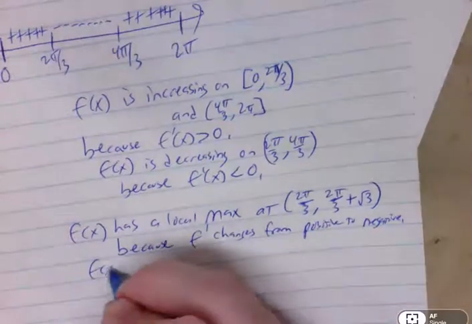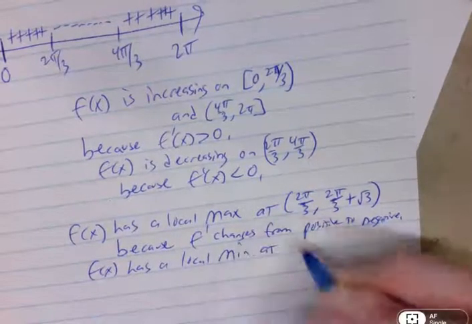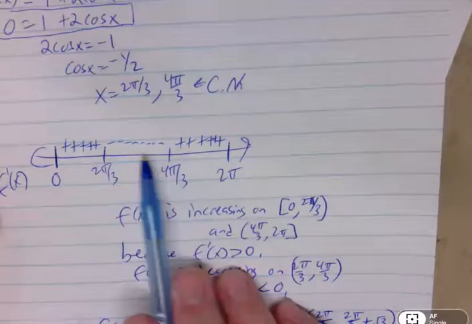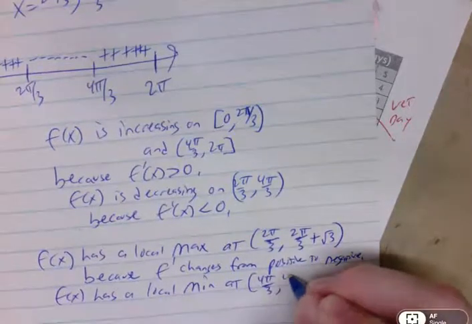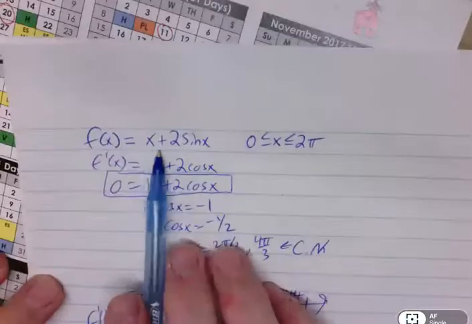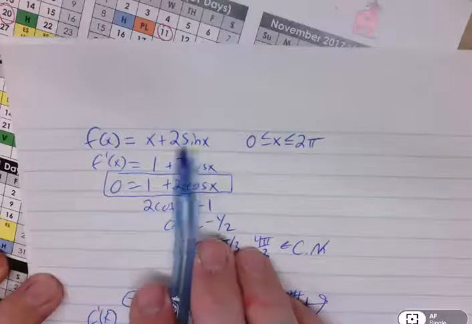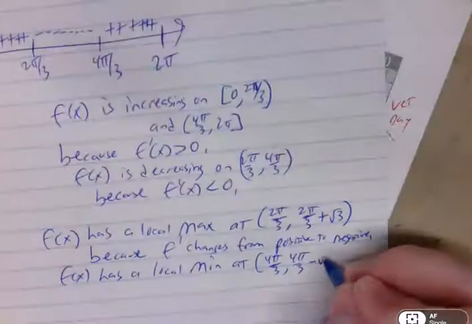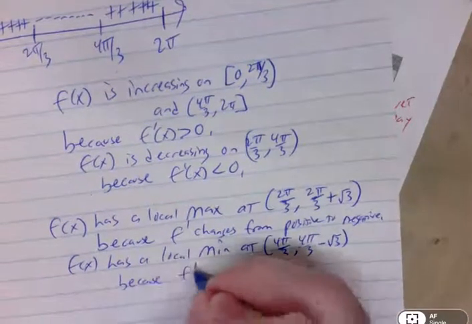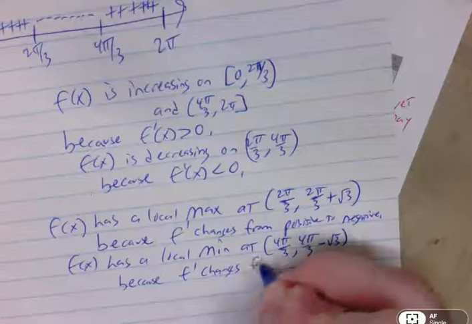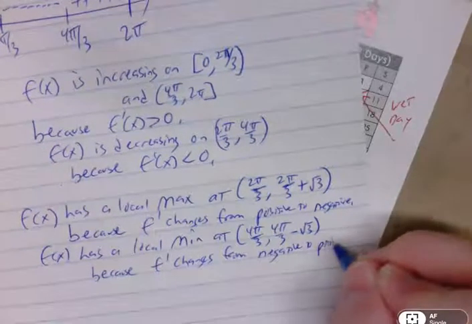So just realize what layer you're on when you go to answer these. And similarly, f of x is going to have a local min, and that's going to be here because my derivative changed from negative to positive. So 4 pi over 3, comma, 4 pi over 3 plus 2 sine of 4 pi over 3. Well, sine of 4 pi over 3 is negative radical 3 over 2, so this is going to be negative radical 3, so minus the square root of 3. So it's very similar, because f prime changes from negative to positive.